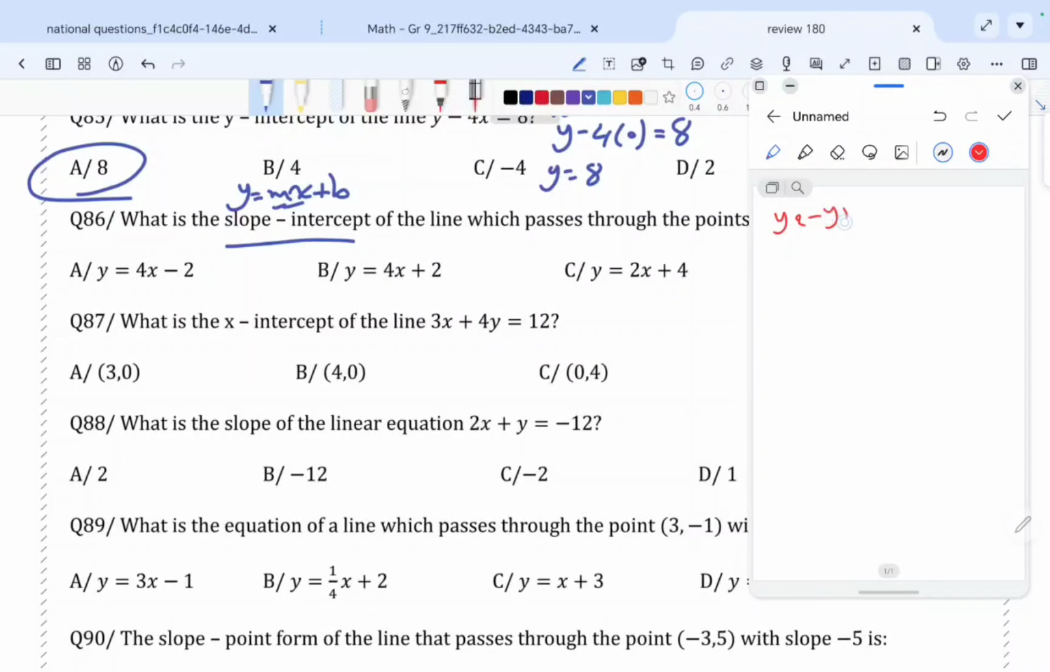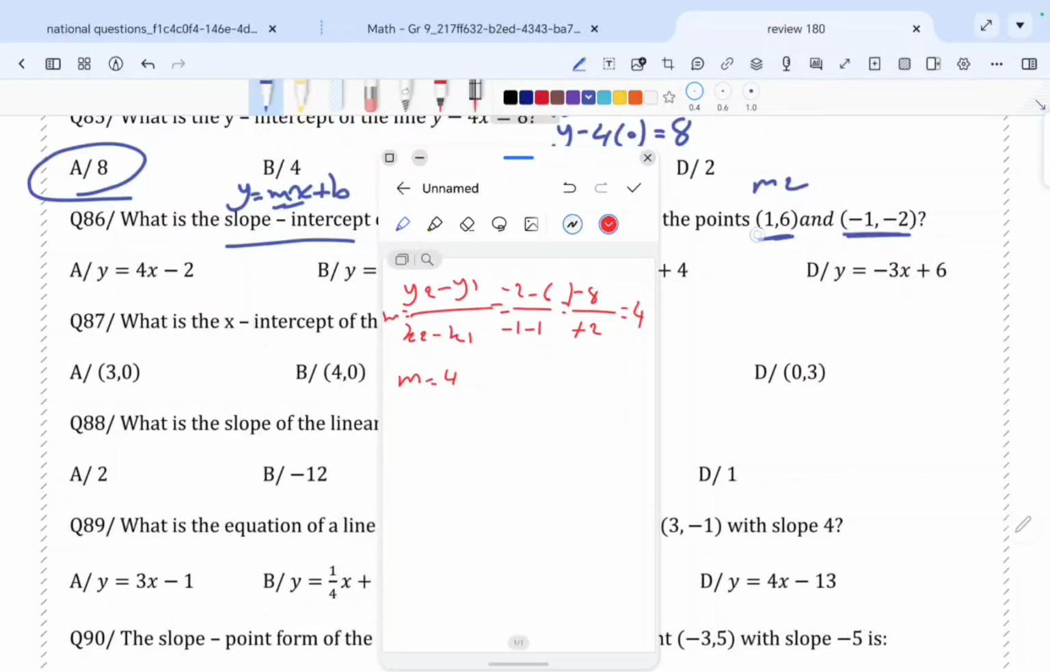Let's see. The rule is y2 minus y1 over x2 minus x1 equals m, which equals negative 2 minus 6 over negative 1 minus 1, which equals negative 8 over negative 2. Negative, negative, they cancel each other. The answer is 4. Now m equals 4 and choose any point you want. You can choose (1, 6) or (negative 1, negative 2). I'm going to choose the easiest one, which is (1, 6).